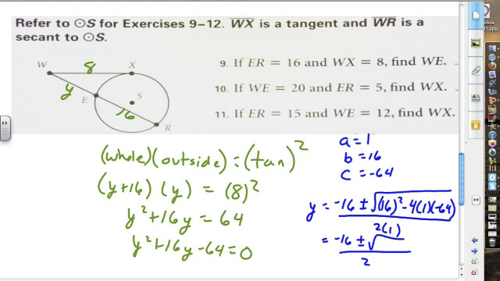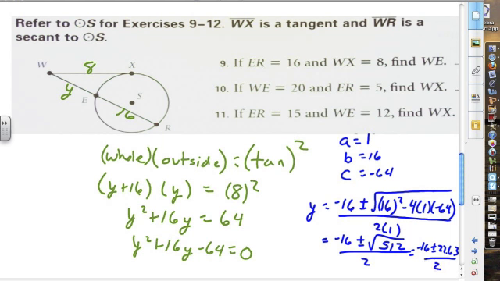And then I got to subtract 4 times 1 times a negative 64. So I get 512 here. And the square root of 512, sorry about that, is 22.6. So I get a negative 16 plus or minus 22.63. All that divided by 2.